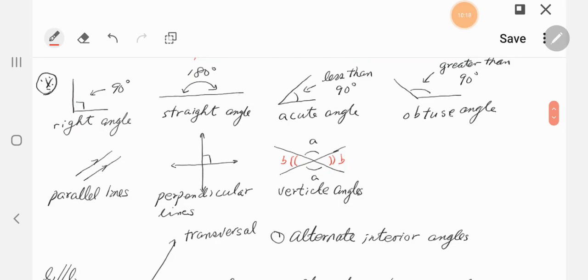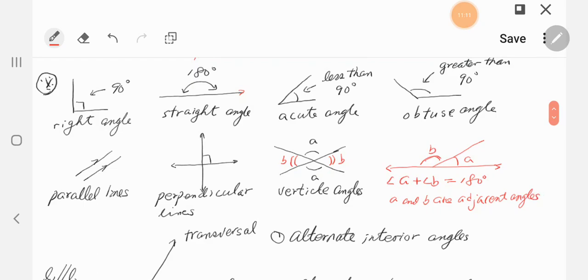And also the straight line. This is a straight line. The straight line always makes 180 degrees. So let me draw here again. Here's a straight line. And if you divide this into two angles, let's say A and B. So this is a straight line, right? So the sum of angle A and angle B should be 180 degrees. Always. All right. We call these two angles adjacent angles. We call A and B adjacent angles.